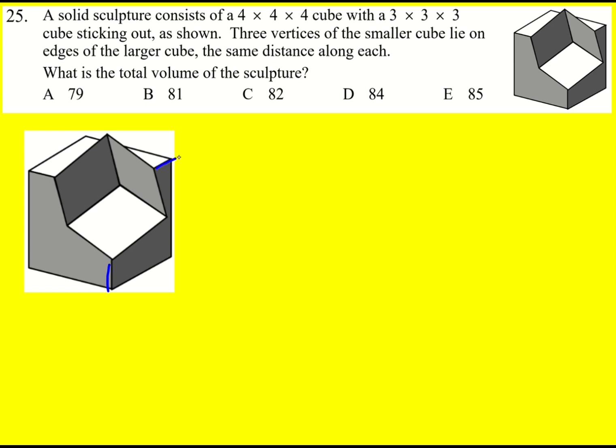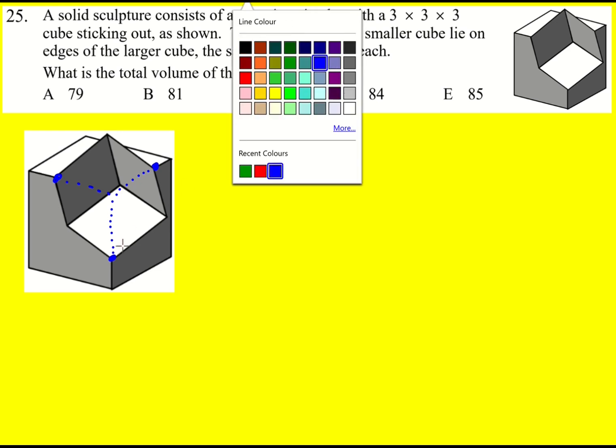So what it's saying is that these three are the same. Now if I highlight the points, here, here and here, that's where the vertices are lying along the larger cube. First of all, I'm going to continue the 4 by 4 by 4 cube with a dotted line that makes up the whole thing. So it's going to look like that. And then I'm going to join these vertices together.